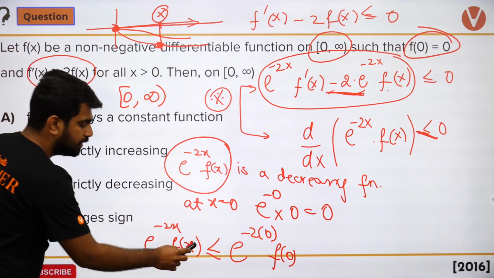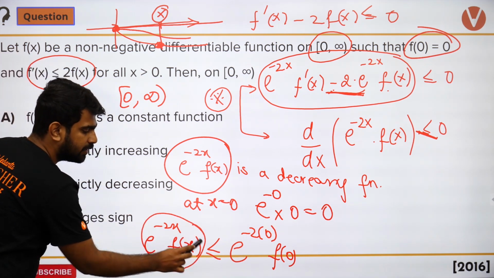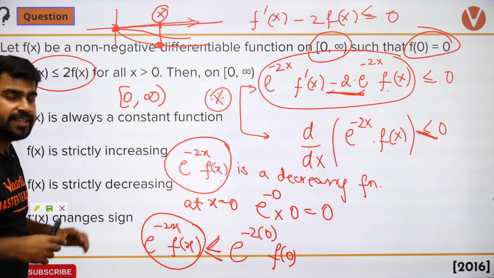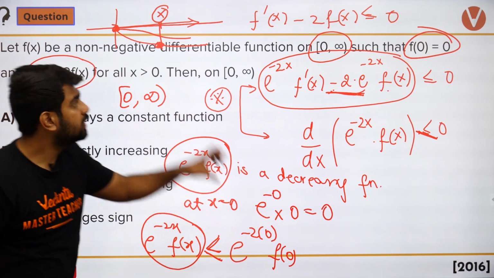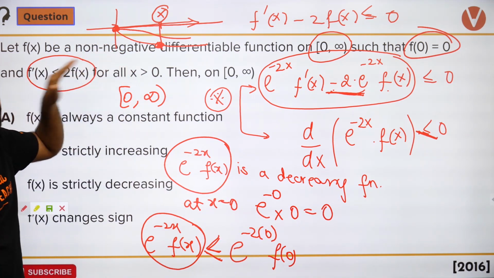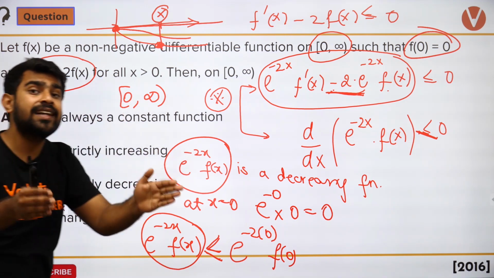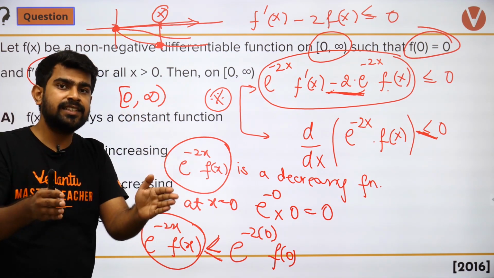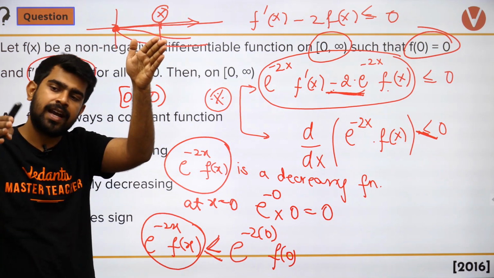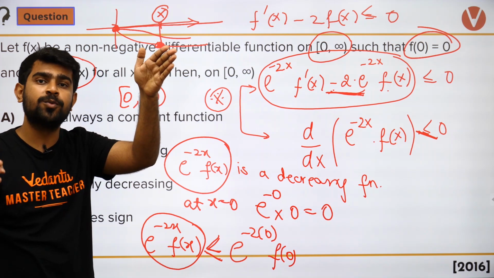So I can say your functional value at x will be lower than or equal to the functional value at 0. Indirectly I am saying at 0 this will have the maximum value, because for a decreasing function the starting point will be the maximum. After that it will come down and the ending point will be the lowermost value.